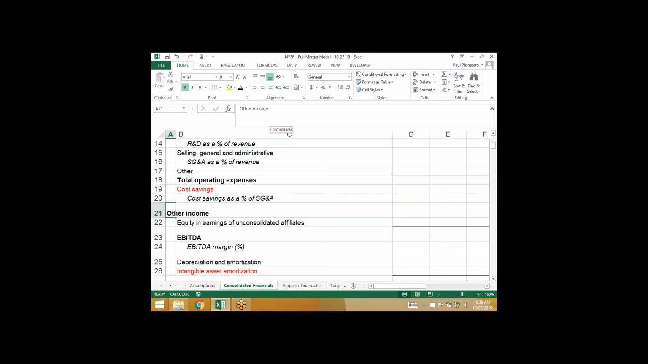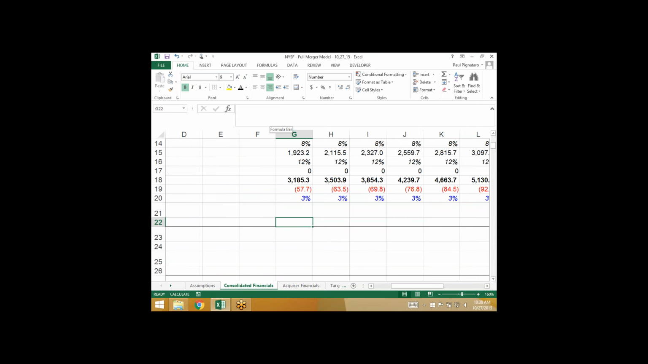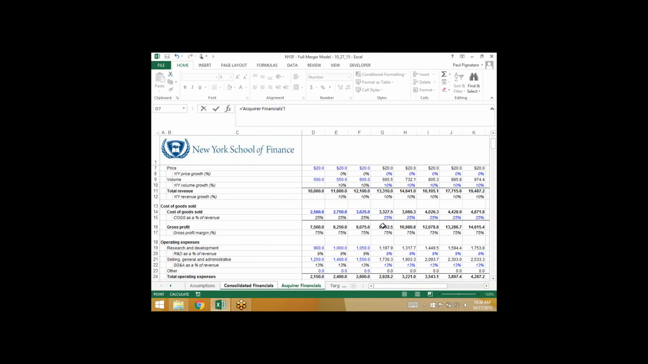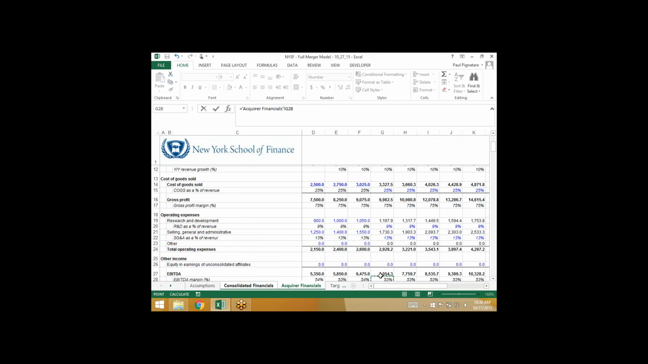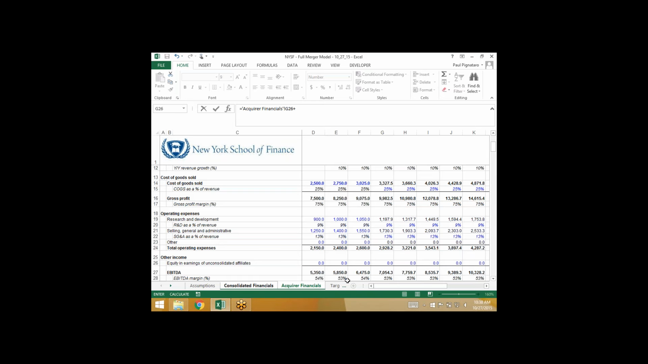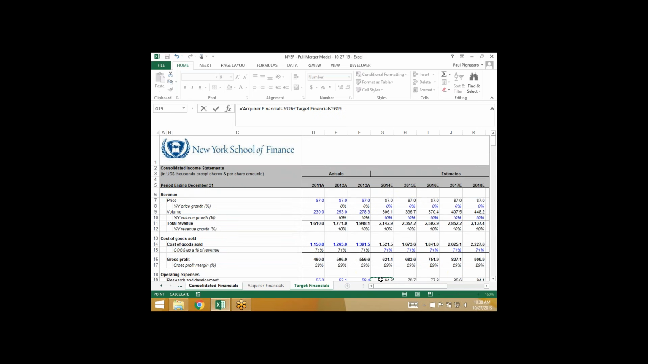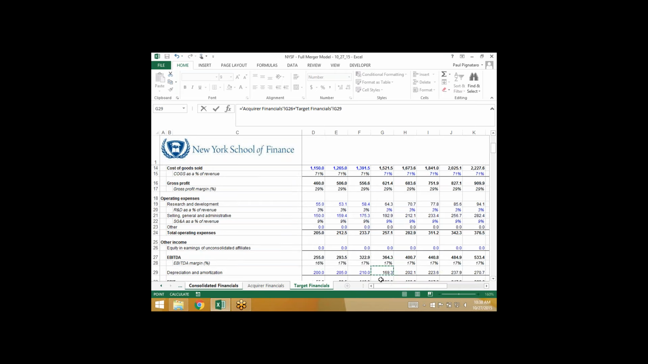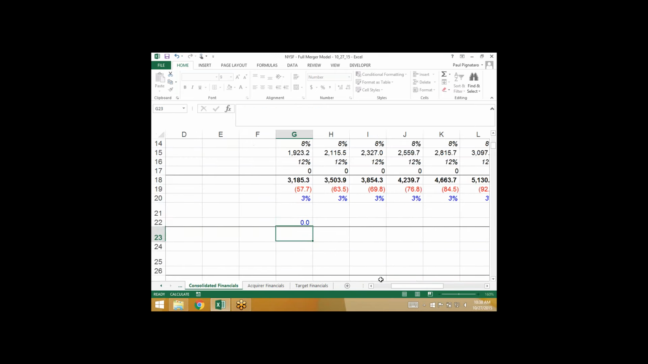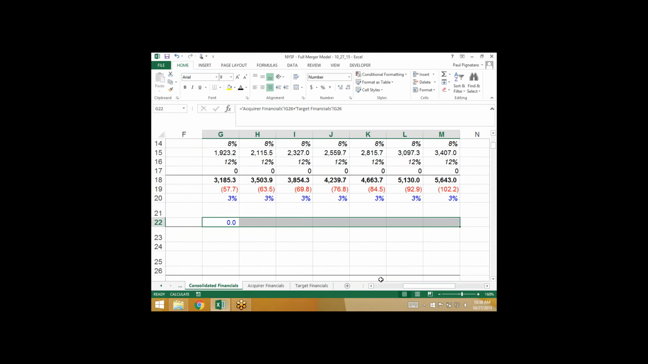But generally, if it's part of operations, since operations is what you are acquiring, the general rule is it's acquire plus target. So for now, let's take equity and earnings of consolidated affiliates and have it be acquire plus target. We'll save digging into detail for the template. But it's important to at least start to think about those types of analyses. I'm going to copy that to the right.